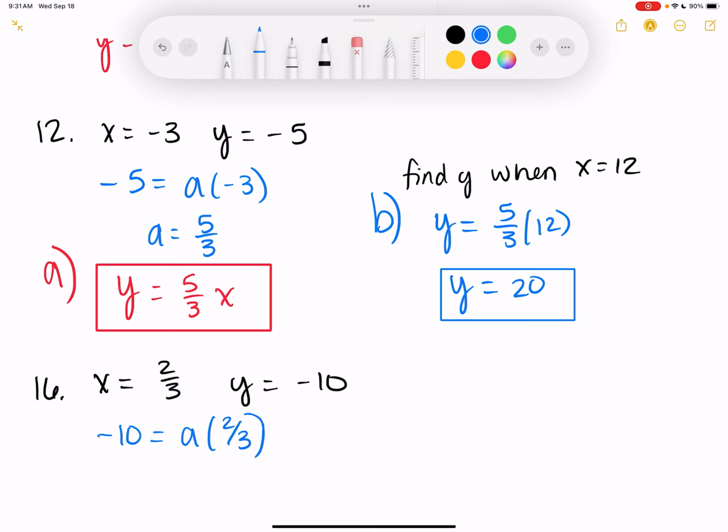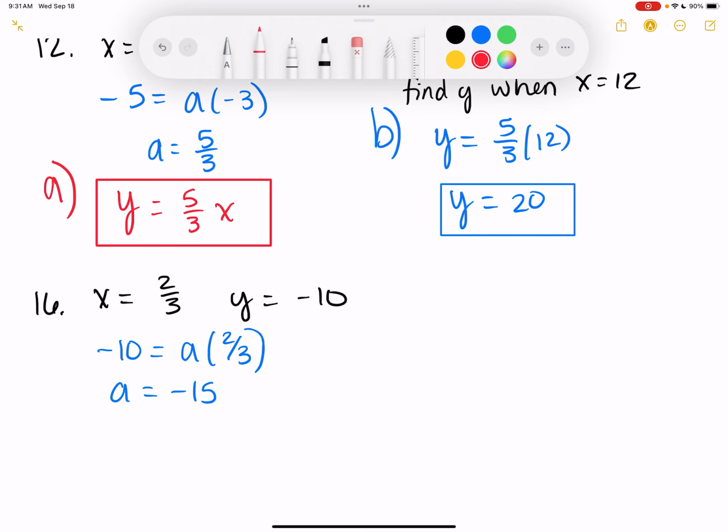Did you just move the negative? No, we have to multiply by 3 over 2. It's the opposite reciprocal, so multiply by 3 over 2. So then that is 30 over 2. So y equals negative 15x. So this is the first part.